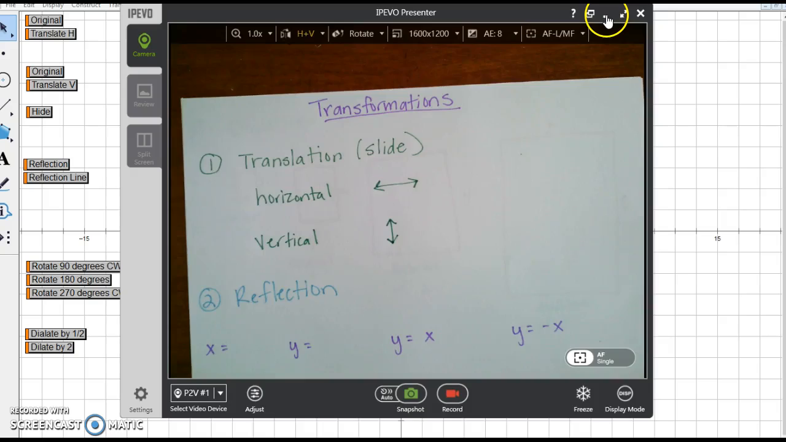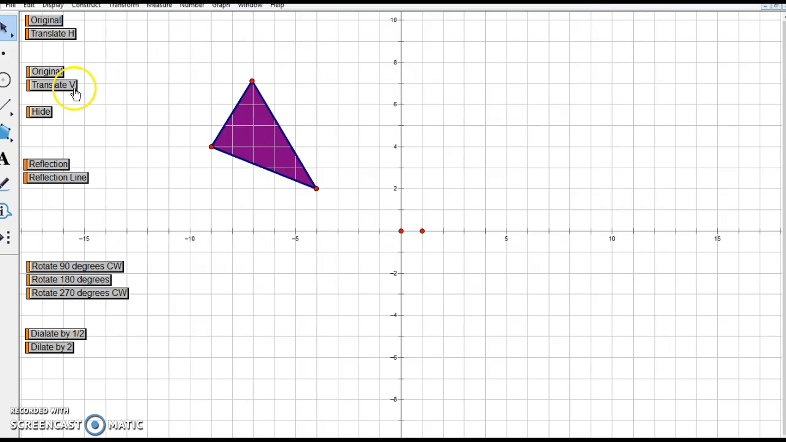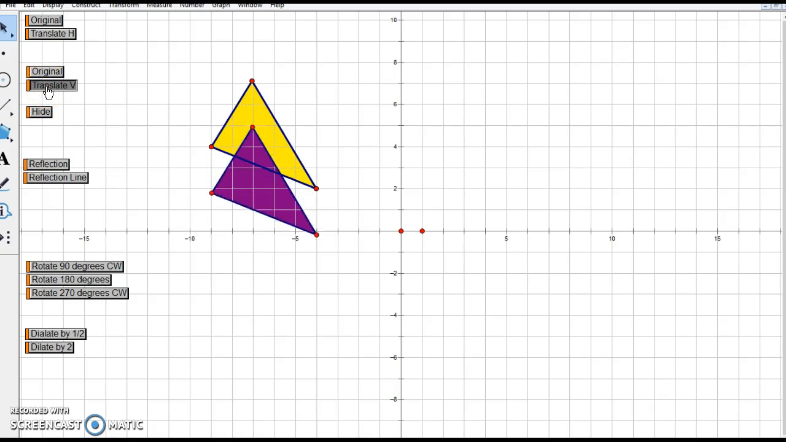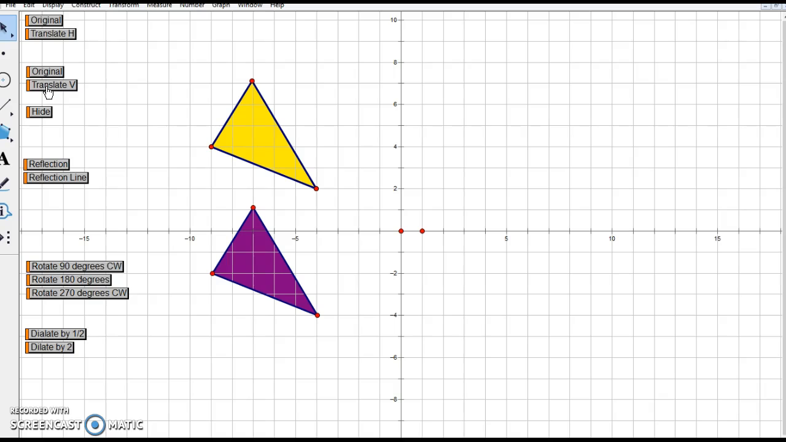An example of that. We can translate vertically, which is up and down. So this one just translated 1, 2, 3, 4, 5, 6 units down. Or we can translate horizontal, which is right and left. And so this one just translated 1, 2, 3, 4, 5, 6, 7 units right. So these are examples of translations.